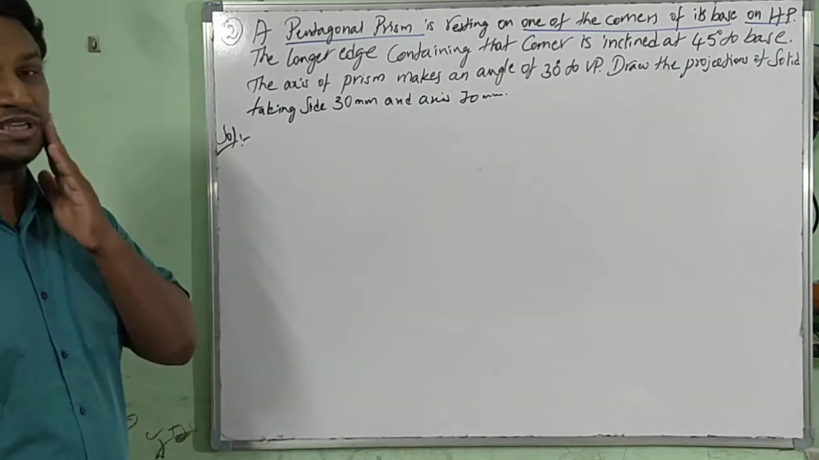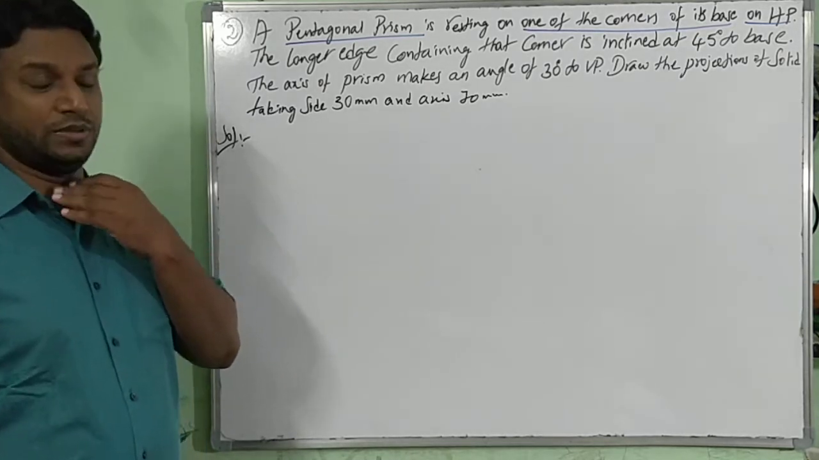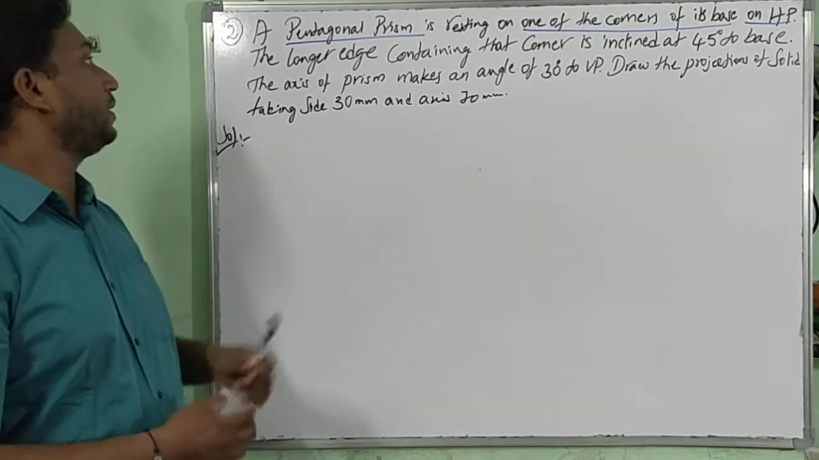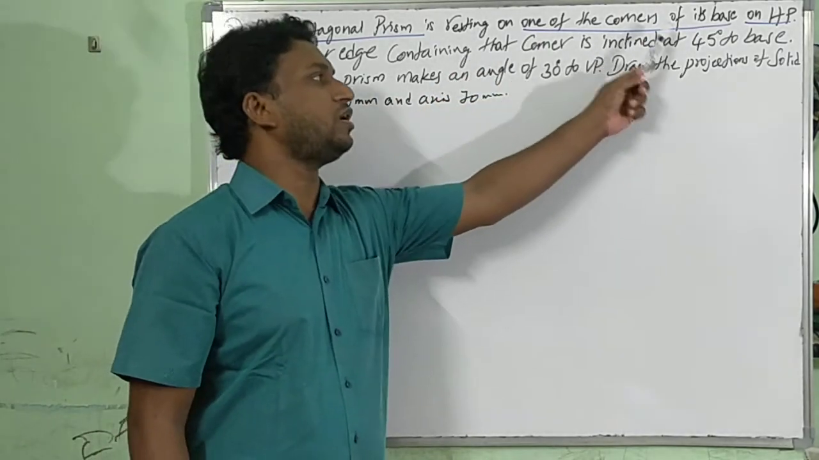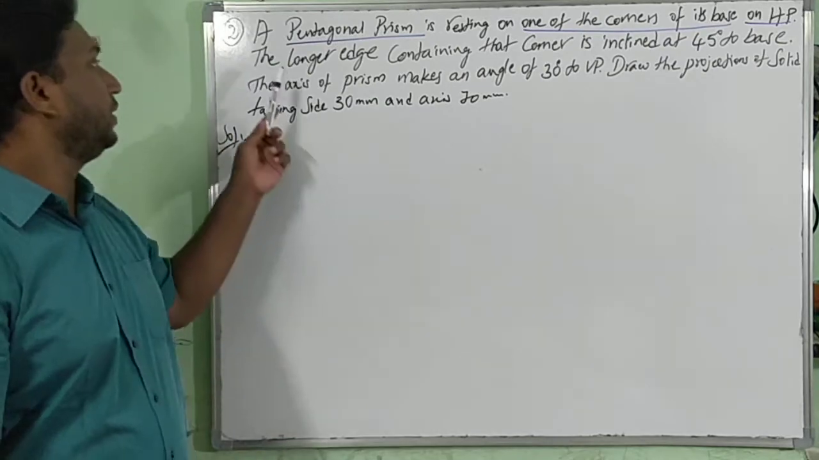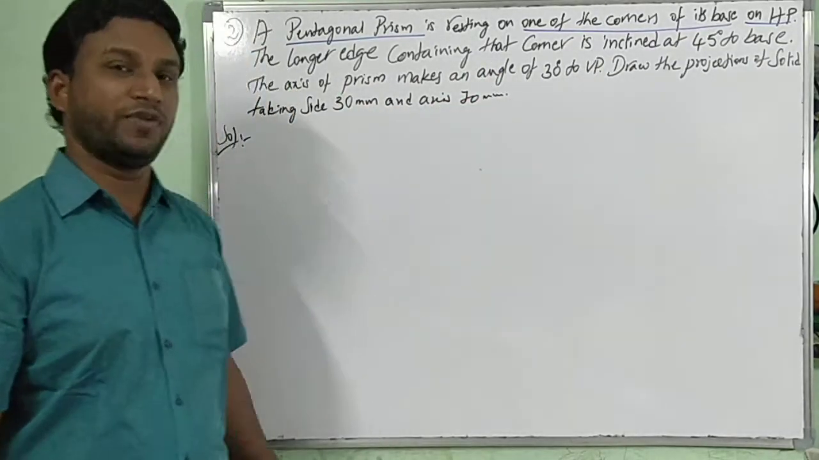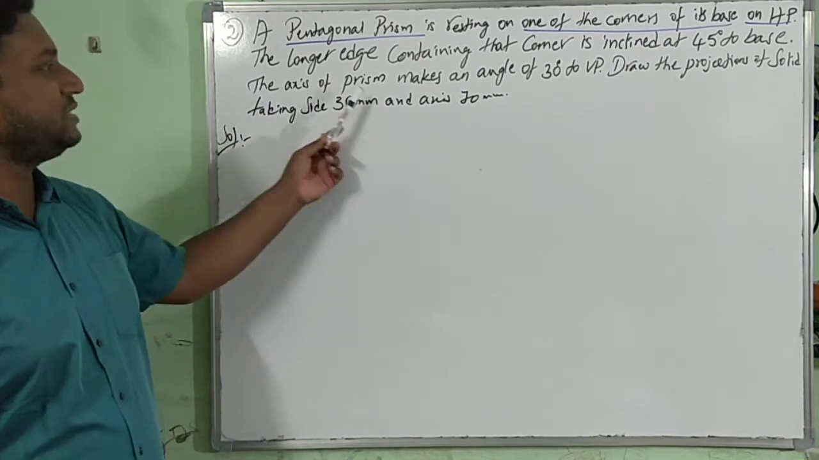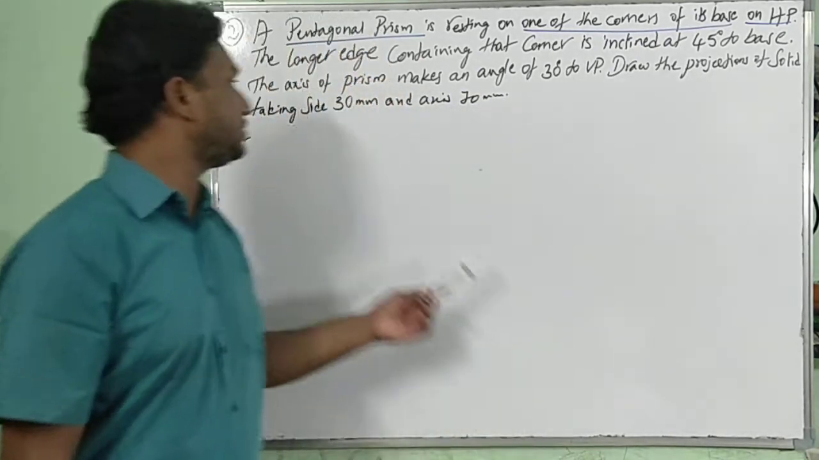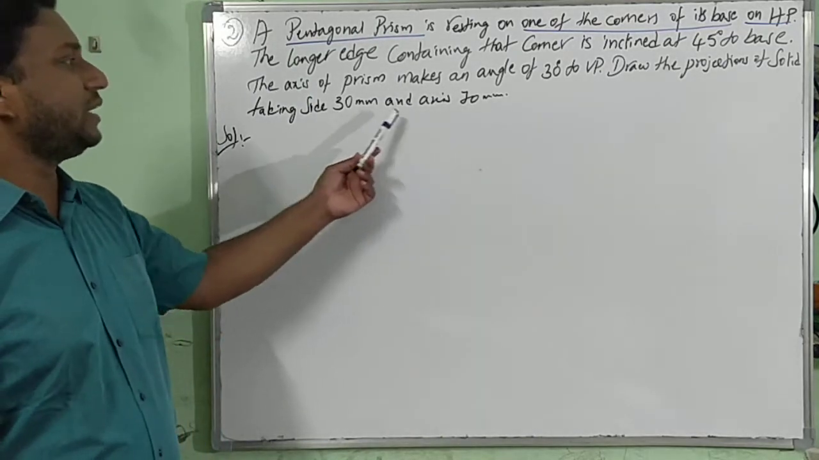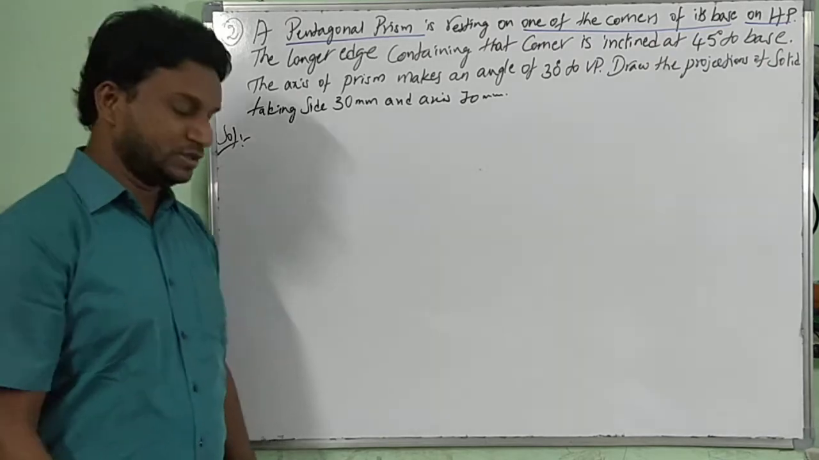Now, proceeding to the second problem, it's also on a prism. We'll look at the problem first. A pentagonal prism is resting on one of the corners of its base on HP. The longer edge containing that corner is inclined at 45 degrees to the base. The axis of the prism makes an angle of 30 degrees to VP. Draw the projections of the solid taking side 30 mm and axis 70 mm long. Right? So let's analyze the question.